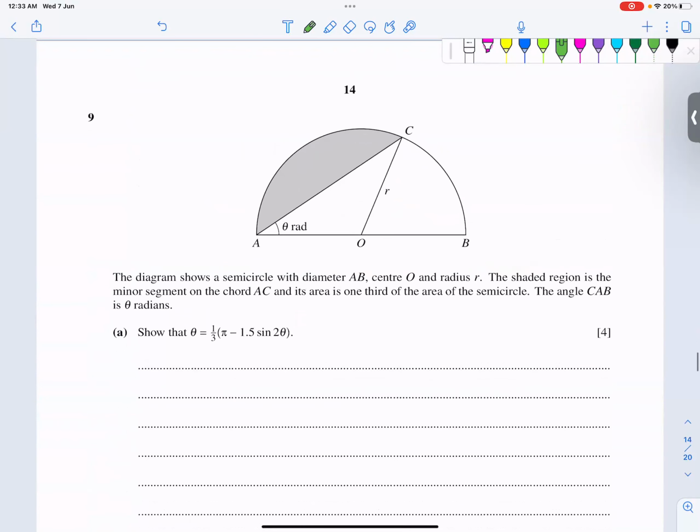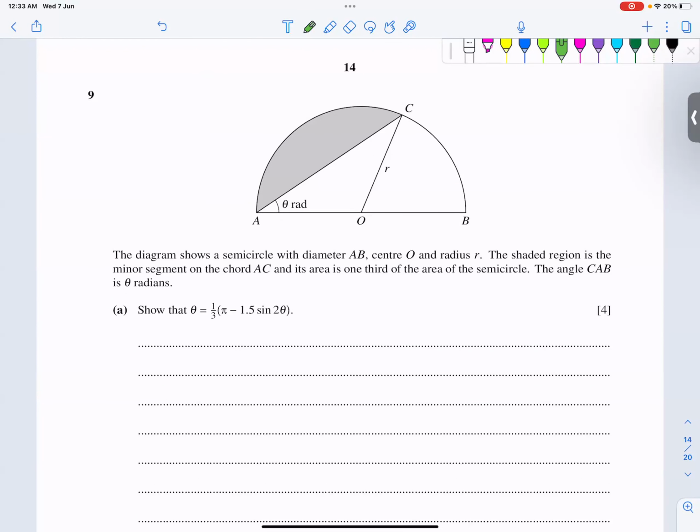Question 9 is, the diagram shows a semicircle with diameter AB, center O, and radius r. The shaded region is the minor segment on the chord AC, and its area is 1/3 of the area of the semicircle. The angle CAB is theta radians.